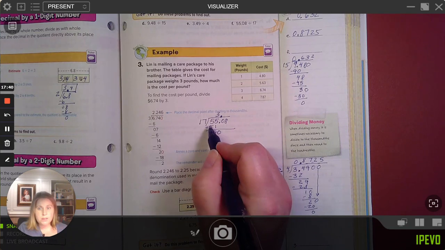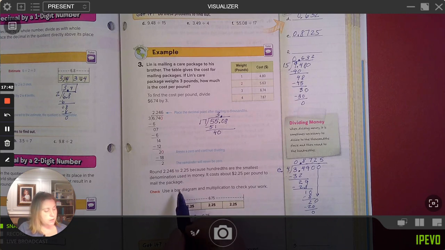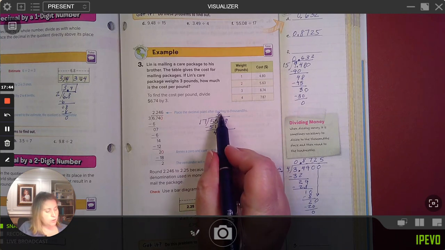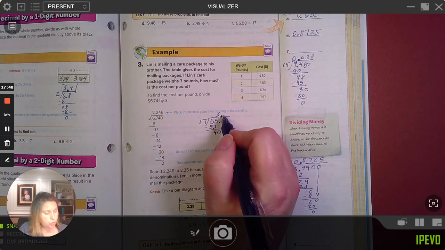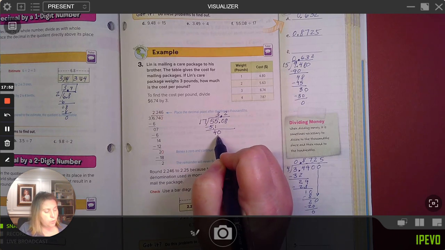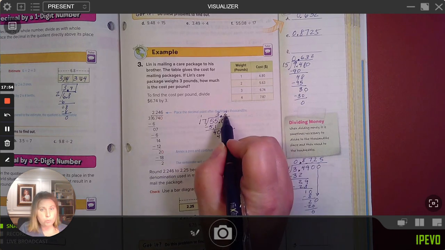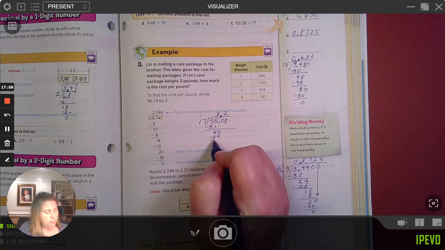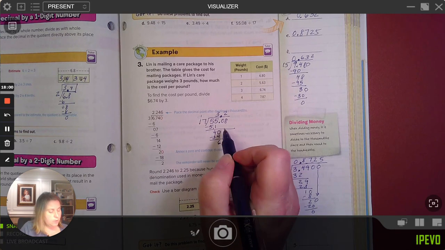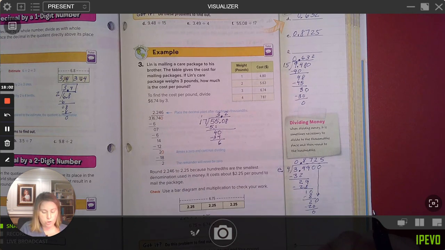Okay, again, 17. We already did 17 times 3 is 51, so we know that's going to be a little bit too big, so we can go ahead and do a 2. 2 times 7 is 14, write the 4, carry the 1. 2 times 1 is 2, plus the 1 we carried is 3. 40 minus 34 is 6, and that's less than 17, so we're in good shape.